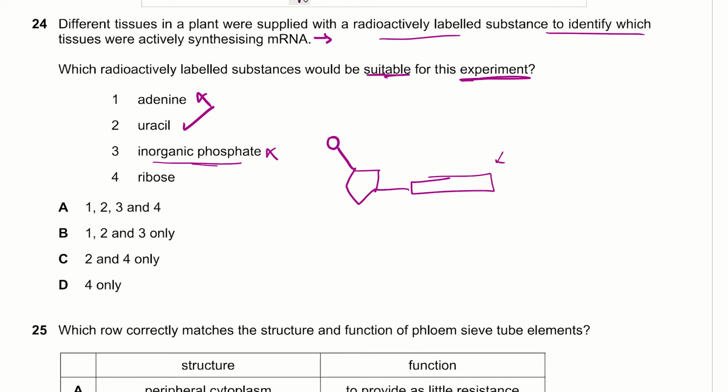Therefore, this is incorrect. 4. Ribose. So the ribose sugar is only selective for RNA. It's a pentose sugar selective for RNA because DNA nucleotides have deoxyribose sugar, while RNA nucleotides have ribose. Therefore, this is correct, and the correct answer must be C.